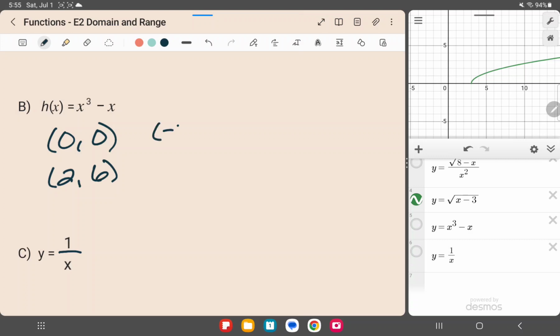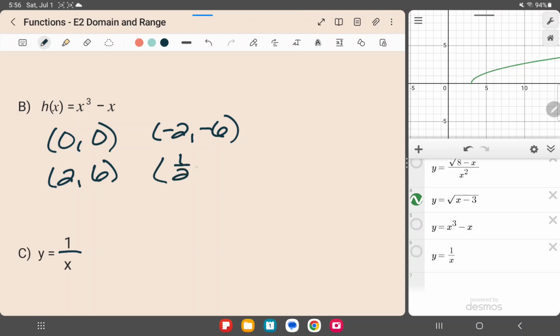How about a negative number? -2. -2 cubed is -8, minus -2 is +2. Negative 8 plus 2 is negative 6. I can keep plugging in bigger negative numbers and I don't think I'll have a problem. I could do fractions. That's a little bit messier, but it should still give me a real number.